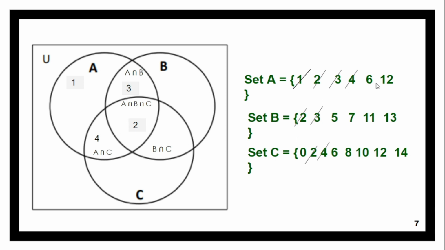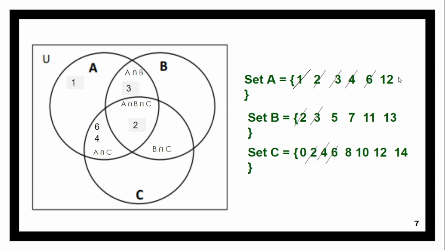Next is, we have number 6. Okay, si 6 po ba ay unique kay A? No, si 6 po ay kapareho ng isang element ni C. So, meaning to say, we need to put it in this portion as well. So, we have there 6, then let's cancel 6 there.